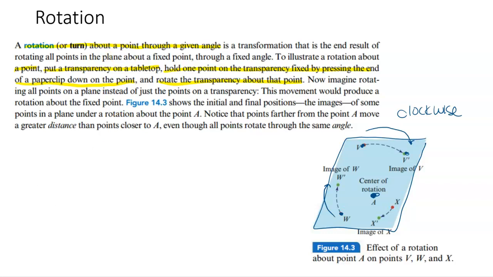So now notice that the points farther from A, so look how far V is from A and how close X is, the points that are farther from A move a greater distance. So see how X just goes just a little bit? But they're all rotating through the same angle. So that can be a little bit confusing if you say, oh, they're not moving the same distance. But it has to do with how far away they are from that center point.